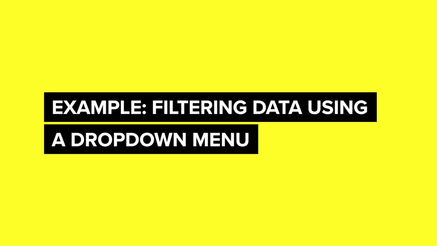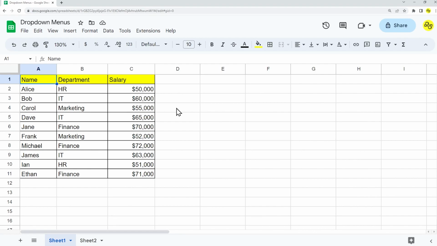Example: filtering data using a drop-down menu. In this example, we have a table with employee data, including names, departments, and salaries. We'll use a drop-down menu to filter the data by department. Let's create a drop-down menu with the available departments as options.